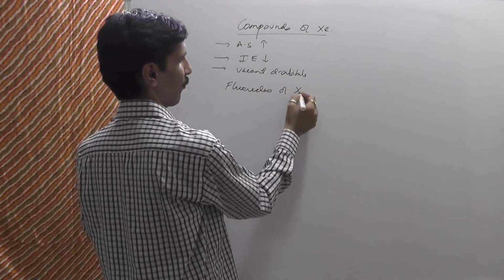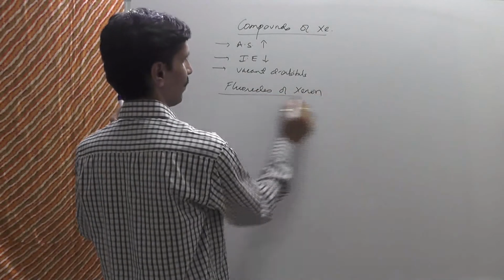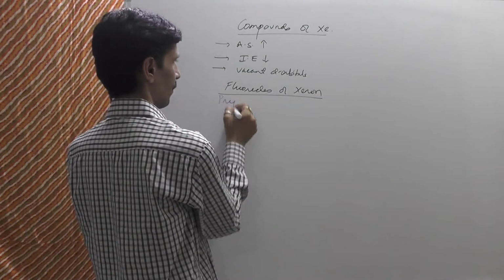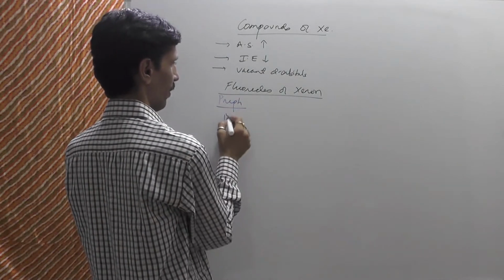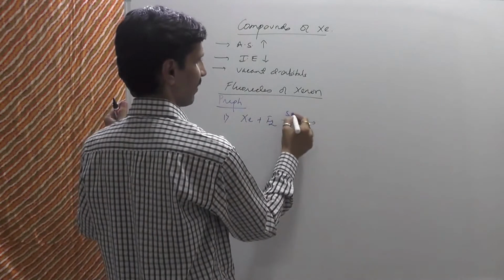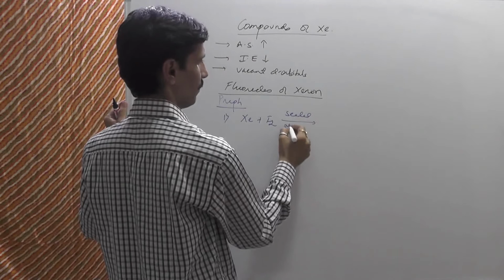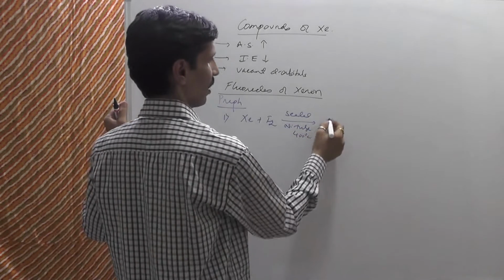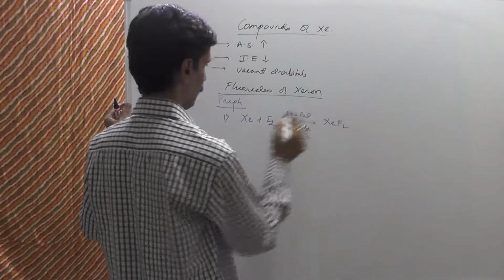Okay, we talk about fluorides of xenon. So under that we discuss the preparation. So preparations will be: first one will be Xe plus F2 in a sealed nickel tube at around 400 degrees Celsius, and it is going to give you XeF2.